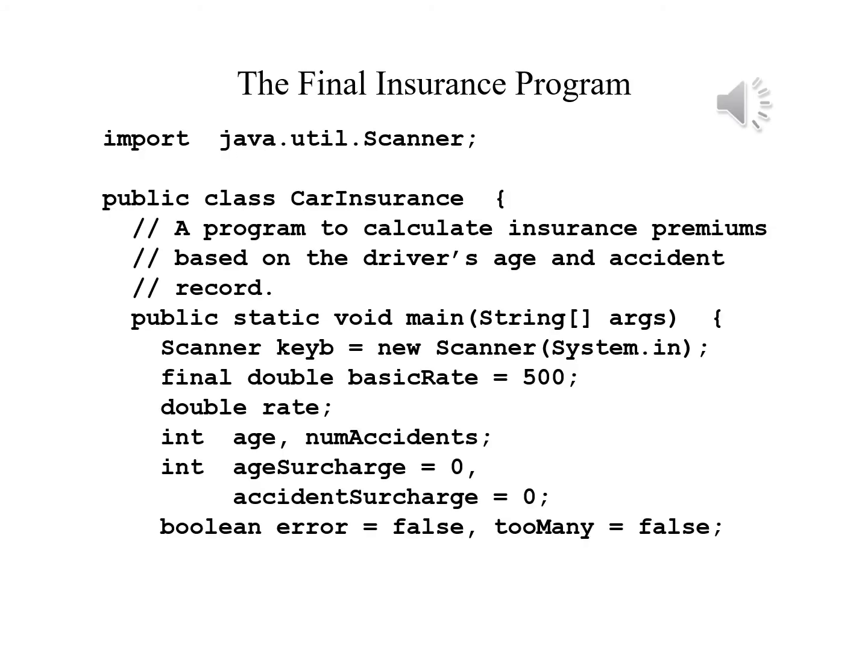Let's start looking at the program that we will write. Again, as always, we begin with import java.util.Scanner, and we'll have a header for the class, public class CarInsurance, and then an open brace, and then we will have a comment that describes the program. A program to calculate insurance premiums based on the driver's age and accident record.